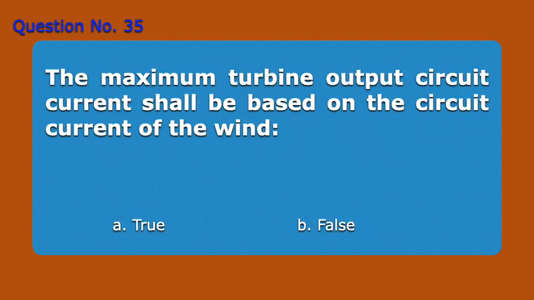Question number 35. The maximum turbine output circuit current shall be based on the circuit current of the wind. A. True. B. False. Answer A. True.